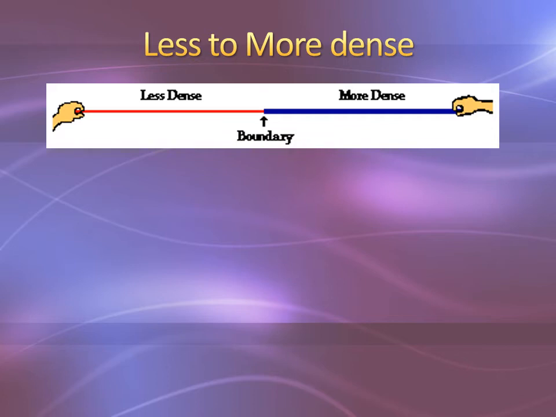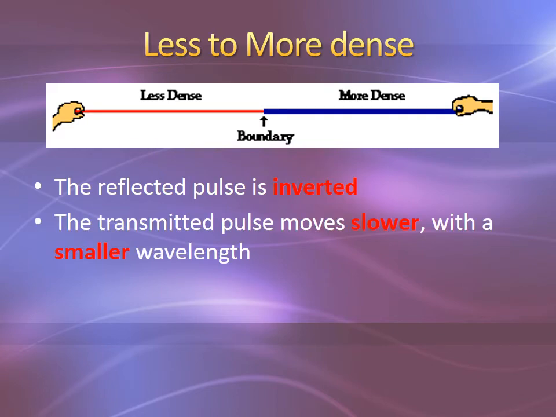So if I went from less dense to more dense, and you can see the boundary there in the middle, all right, boundary conditions are very important when you want to start graphically and numerically looking at these in later physics classes. So just like if I have a fixed end, the reflected pulse is inverted, all right? So a string hitting a pole, the pole is more dense, so if that string can't move, the reflected pulse is inverted. The transmitted pulse moves slower because it's harder to move that denser string.